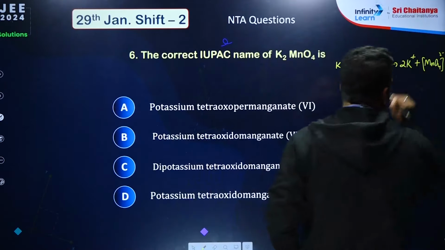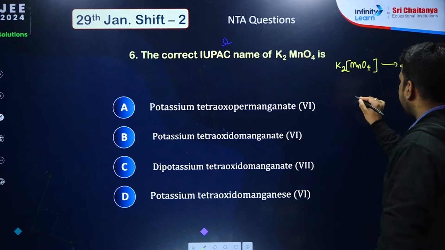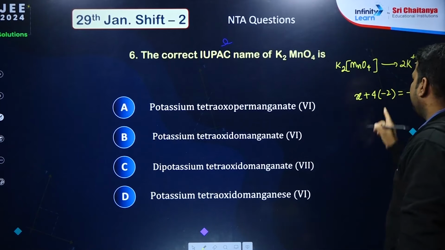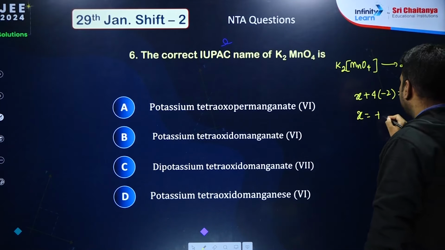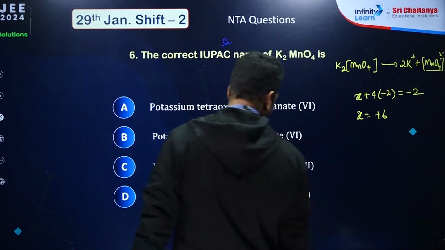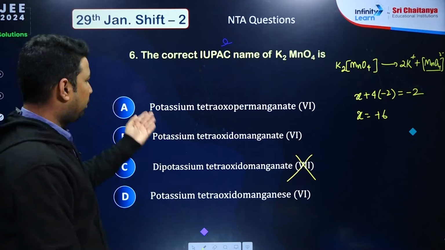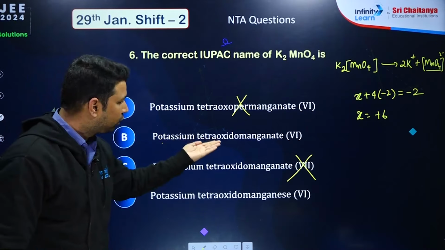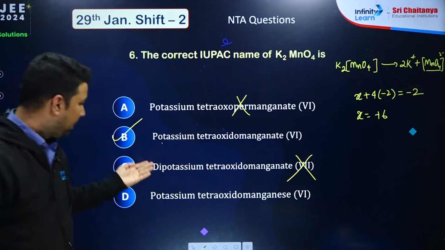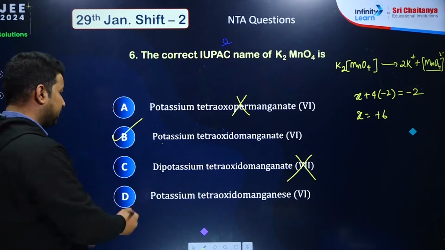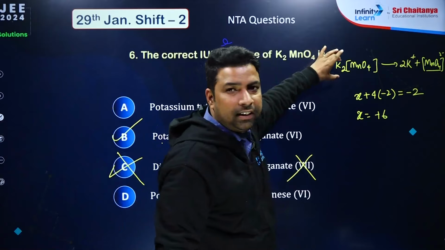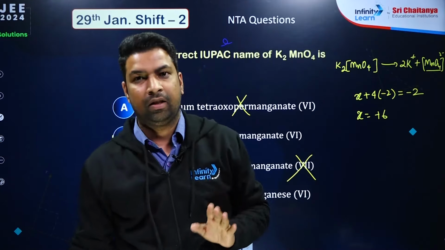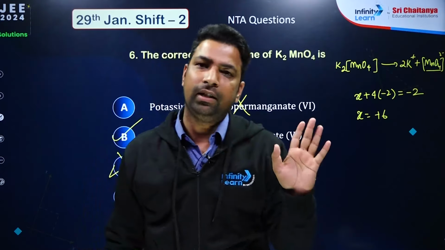What is the oxidation number of the Mn? Calculate: x plus 4 into minus 2 has to be equal to minus 2. x minus 8 equals minus 2, x equals plus 6, so the oxidation state will be plus 6. So this option cannot be true. Potassium tetraoxo permanganate, incorrect. Potassium tetraoxidomanganate is correct. Dipotassium, no. The number of ions in the ionization sphere should not be mentioned. It is only potassium.